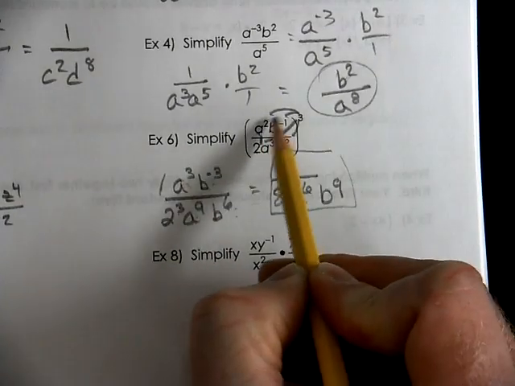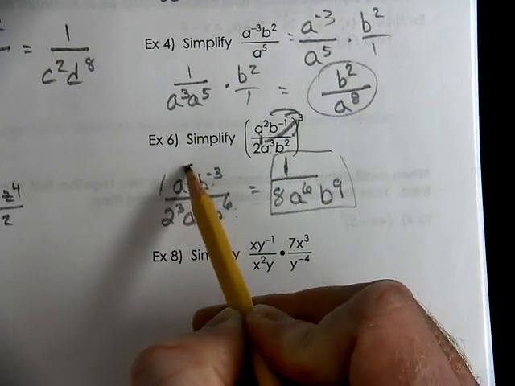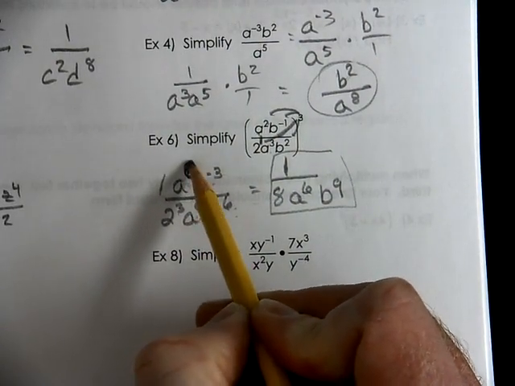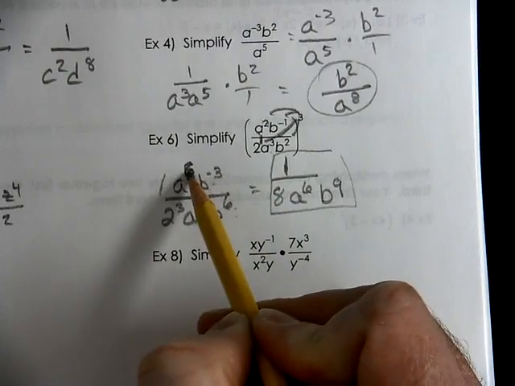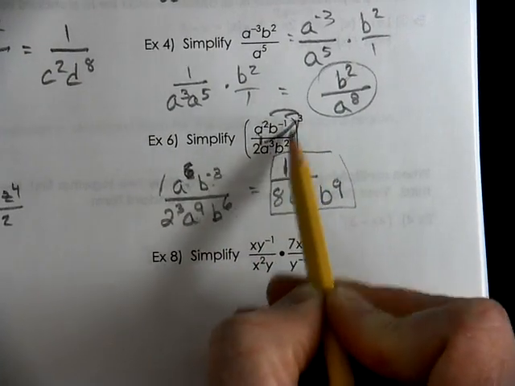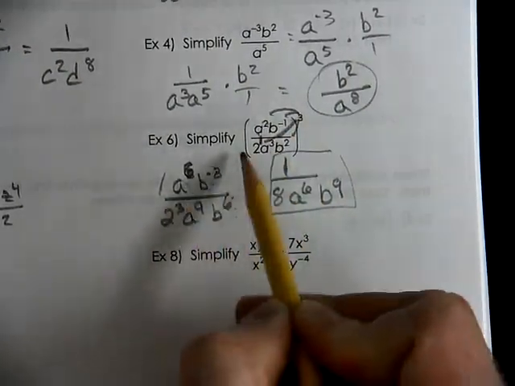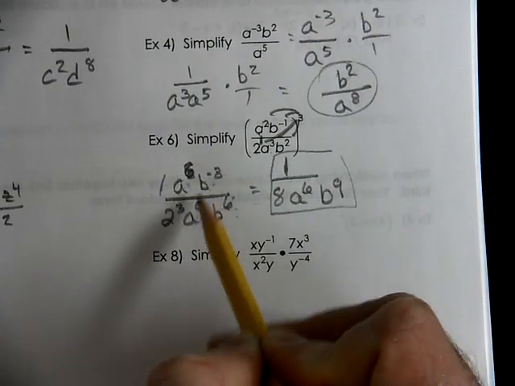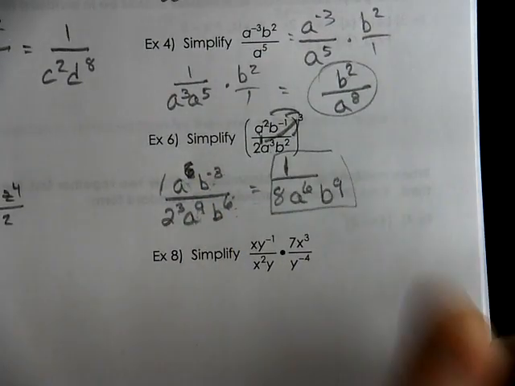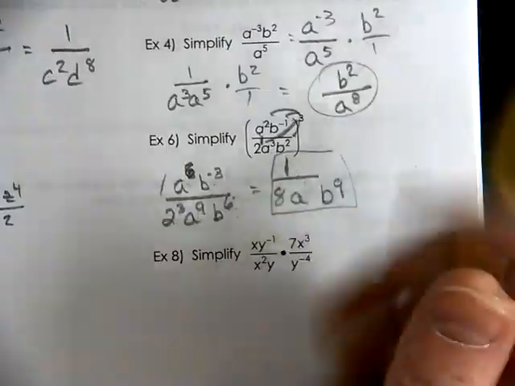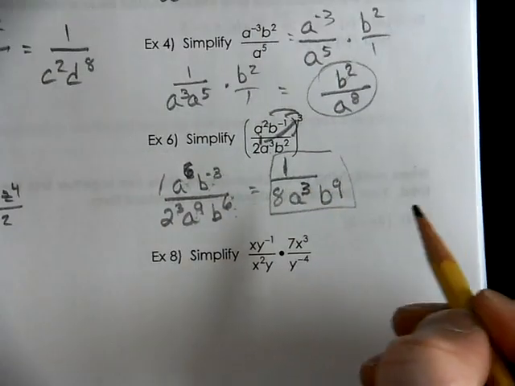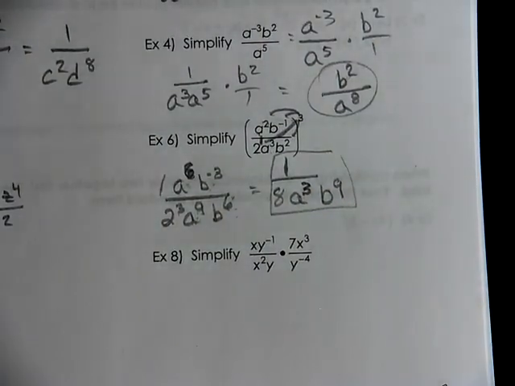So it looks like 3 times 2 should have been 6. My fault. 3 times 2 was 6. Negative 3, 6, 9. The rest of them are correct. Now it looks like I have 3 more on bottom, not 6 more on bottom. Thanks for noticing.